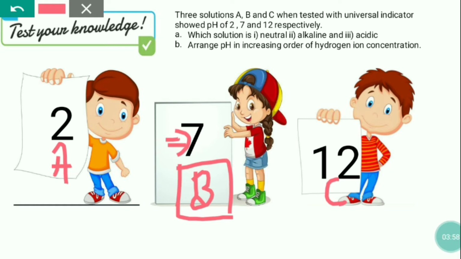Yes, this B solution is neutral as it has pH 7. As we move towards greater than 7, we have the basic substances. So C is our alkaline, and less than 7 are the substances which are acidic in nature. So the pH 2 is acidic in nature. Arrange the solutions in increasing order of hydrogen ion concentration.